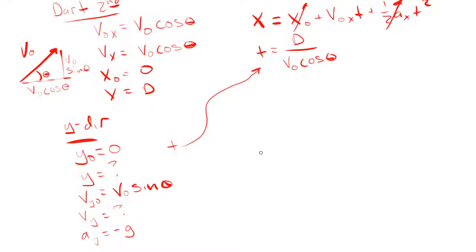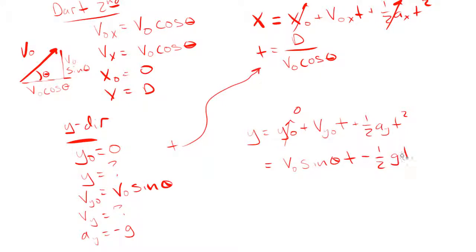Okay, so if I solve for my final y position then, I'm using the same equation. y is equal to y naught plus vy naught times time plus 1/2 ay times time squared. That guy is 0. This guy is not 0. So my solution then is v naught times sine of theta, if I just plug in what I found already, times time, minus 1/2 gt squared. All right, so that's what I have so far.